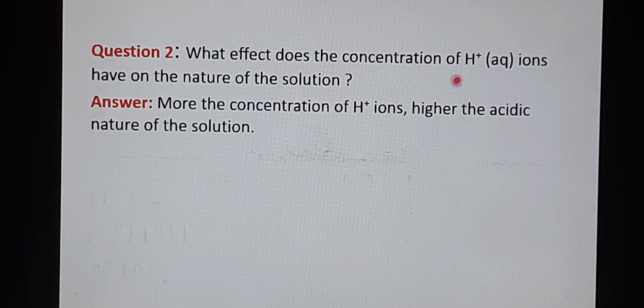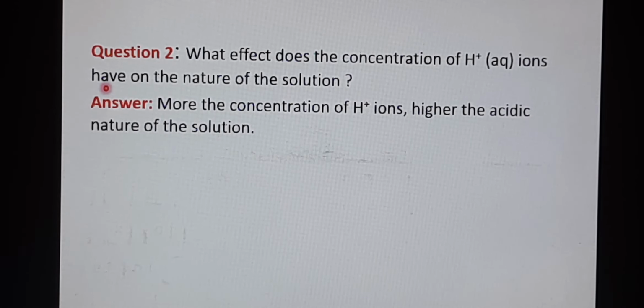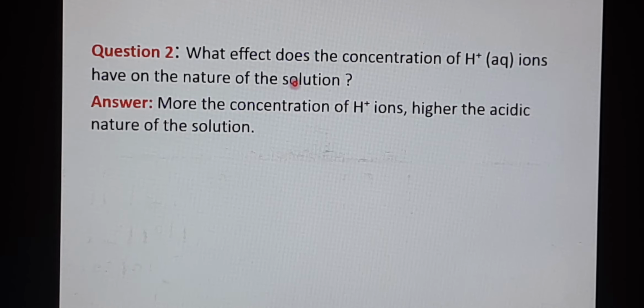What effect does the concentration of H positive ions have on the nature of the solution? Same question. A concentration of H positive ions means the nature of the solution will be acidic, whereas OH negative ions tell us that the nature of the solution is basic. Just remember one thing: H positive ions are directly related, so the more H positive ions, the more acidic the nature of the substance.